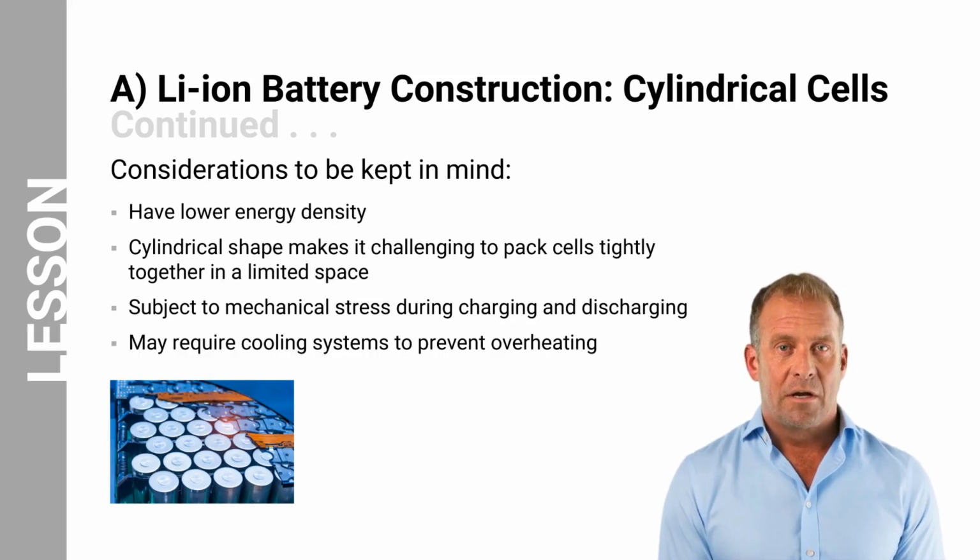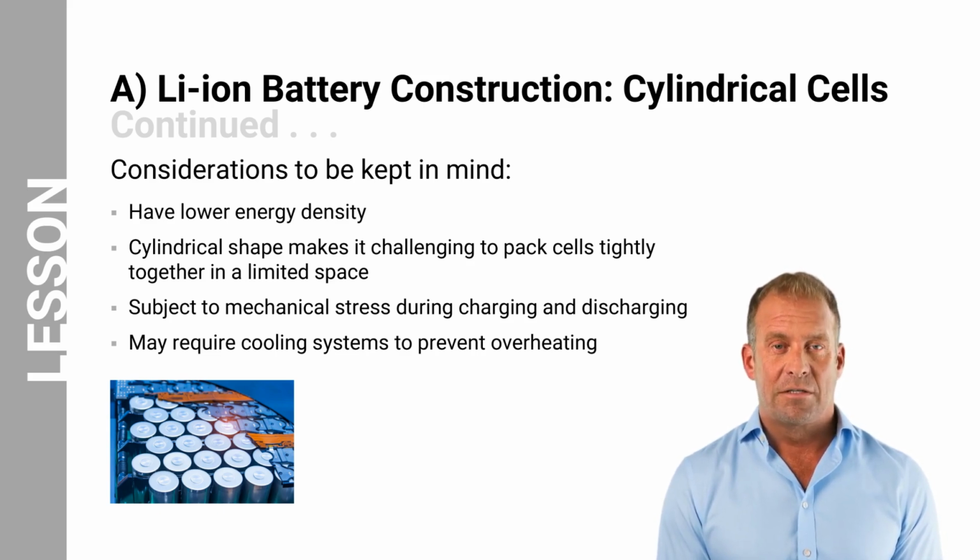While cylindrical cells offer several advantages, there are certain factors to consider. Let us look at some of them. Energy density. Compared to pouch or prismatic cells, cylindrical cells may have lower energy density, which can limit driving range. Space constraints. The cylindrical shape can make it more challenging to pack cells tightly together in a limited space, potentially reducing the overall energy capacity of the battery pack.